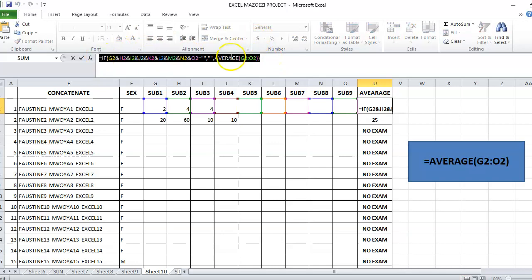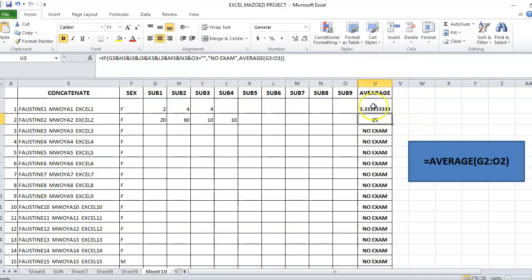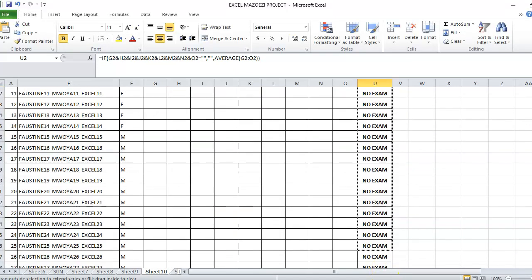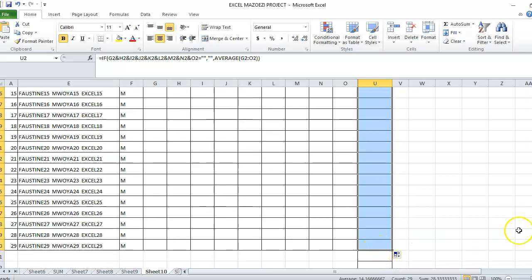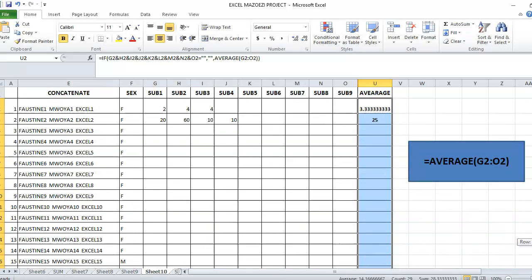So the double quotation mark means space. So if all this is equal to space, also leave space. Or if all this is equal to nothing, also leave space. Let me modify the formula. Okay, so you can modify the formula however you want.